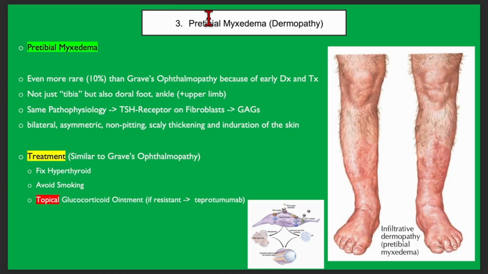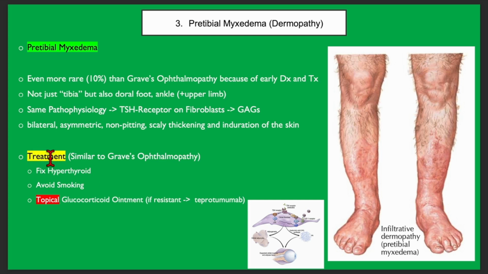Then we go to the third one, which is pretibial myxedema. The name is pretibial, but actually it's not only pretibial, it takes the whole leg. This is, we said, rare, only 10%. It's not just the tibia, but also the dorsal foot, ankle, maybe the upper limb as well. It's the same pathophysiology with the fibroblasts, we said.